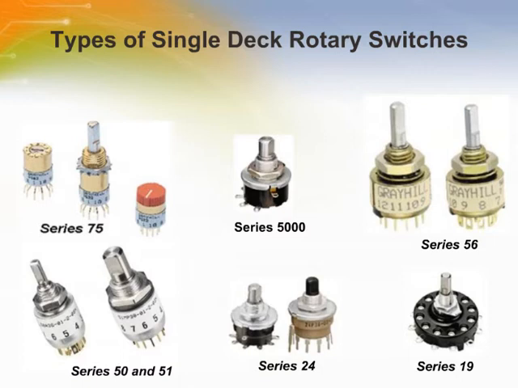The Series 50 and 51 is a half-inch rotary switch with a life rating of 25,000 cycles at 200 milliamps. The Series 56 is a lower-priced commercial version of the Series 50 and 51. The Grayhill Series 5000 and 24 are 1-inch diameter rotary switches with a life rating of 25,000 cycles at 1 amp.